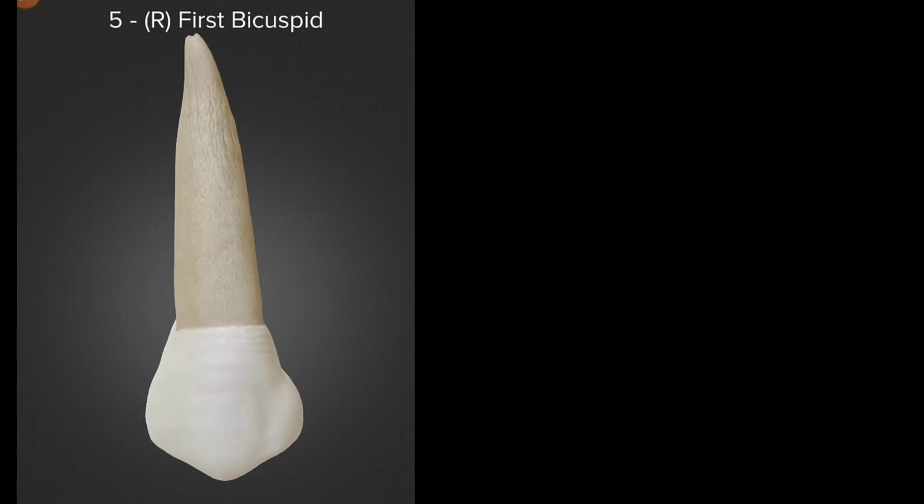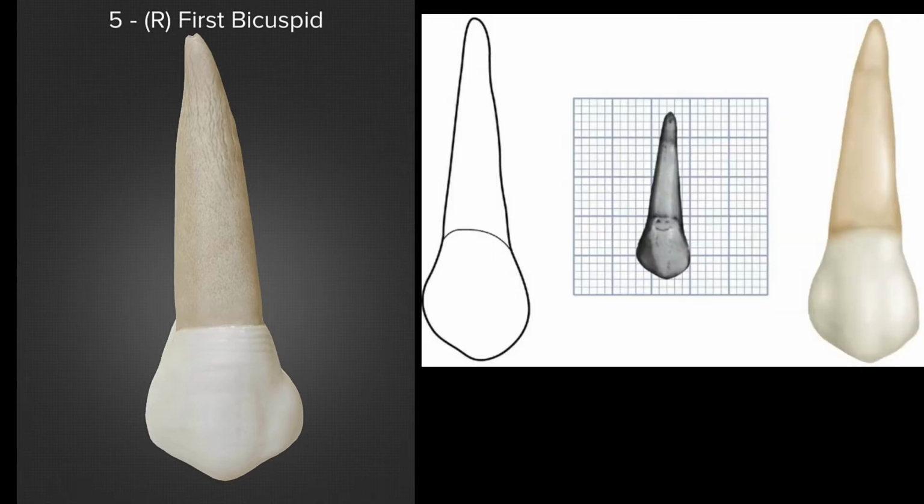The crown is roughly trapezoid in shape. So if we draw the outline of the crown, it resembles a trapezoid shape. Also, the mesial outline of the crown is slightly concave, so this is the mesial outline, and it seems slightly concave when you compare it with the distal outline. The distal outline of the crown is straighter than the mesial outline, so here is the distal outline, and it seems more straight when you compare it with the mesial outline.